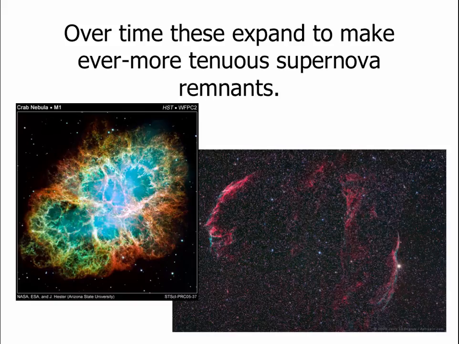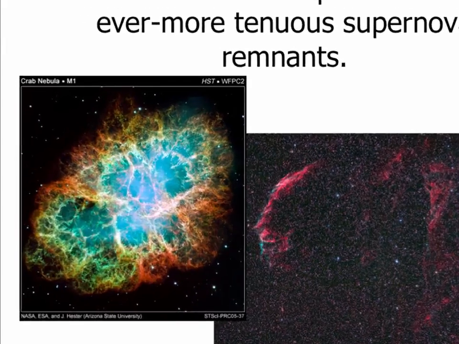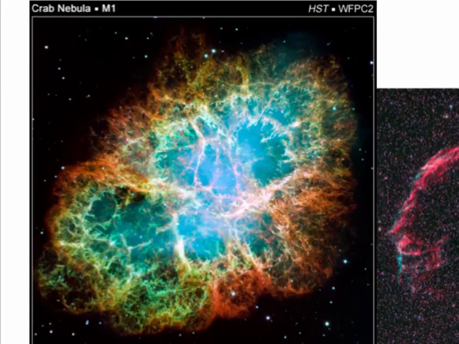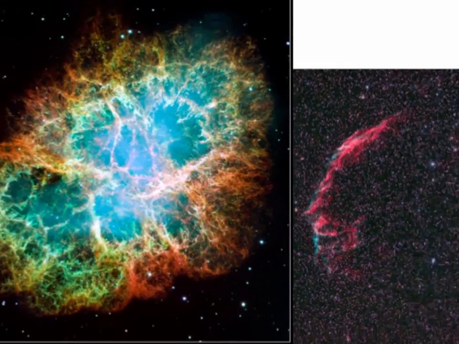So here are two supernovae that were in our own galaxy. On the left is the Crab Nebula. This is a supernova that went off in July of 1054. It was seen by Chinese astronomers near the horns of Taurus the Bull. And when we look there today, we see this shrapnel from the star that exploded almost 1,000 years ago.